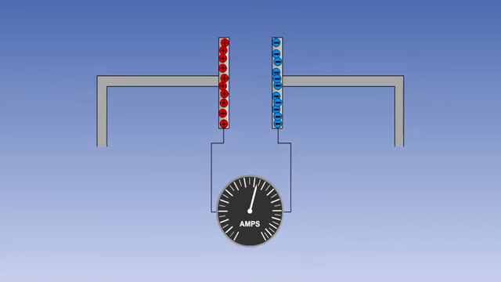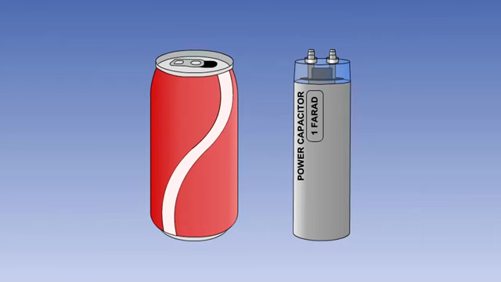Capacitance is the ability of a capacitor to store electrical charge. The unit of capacitance is the farad, F. In terms of capacitance, the farad is a very large unit. A 1 farad capacitor could be as large as a Coke can.